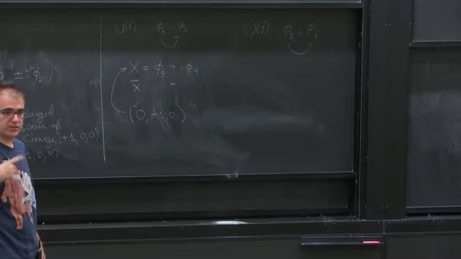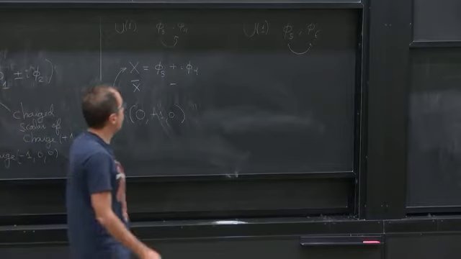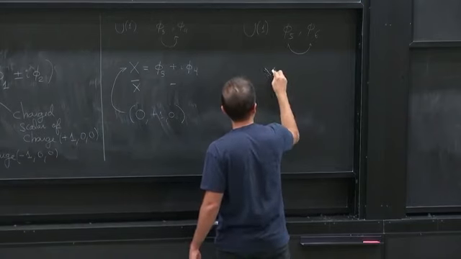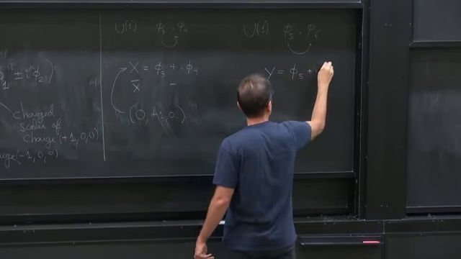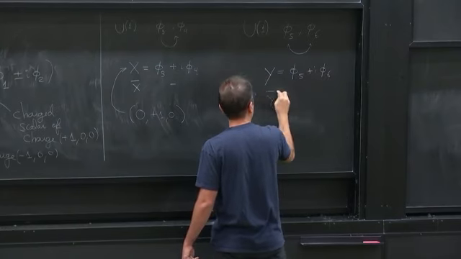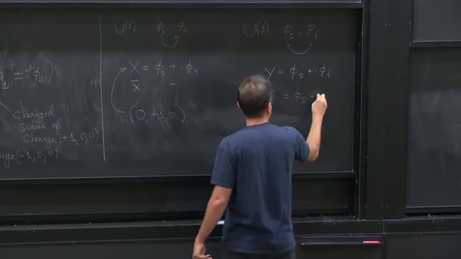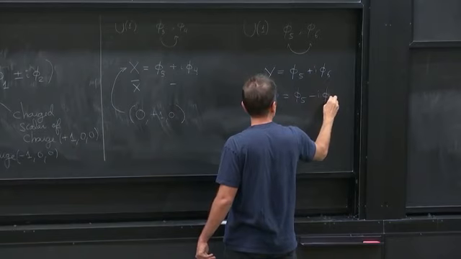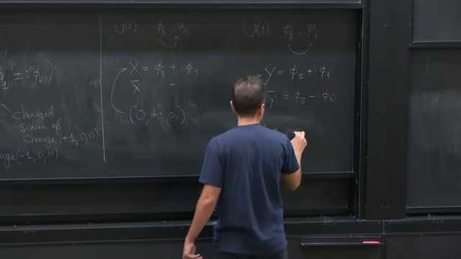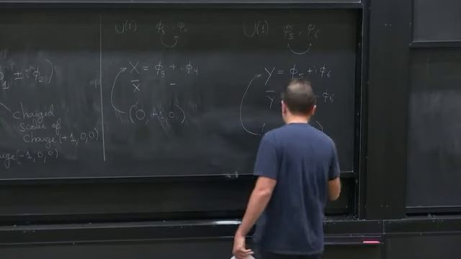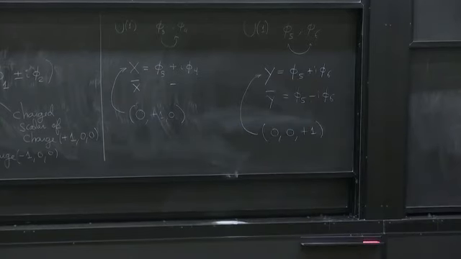Because it has charge under the second U1. And finally here, we could define some y that would be phi 5 plus i phi 6, and some y bar that would be phi 5 minus i phi 6. And then these y's would have charge 0, 0, plus 1, where these three labels are the values of the three Cartans.